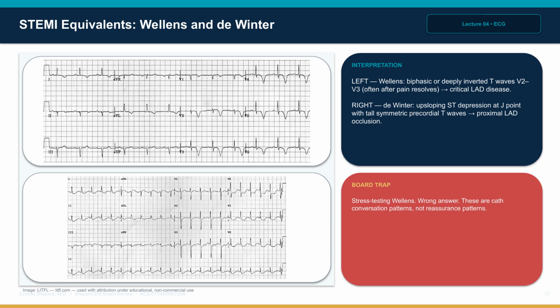De Winter T waves are upsloping ST depression at the J point with tall symmetric T waves in the precordial leads, representing a proximal LAD occlusion equivalent. These are cath conversation patterns, not reassurance patterns.